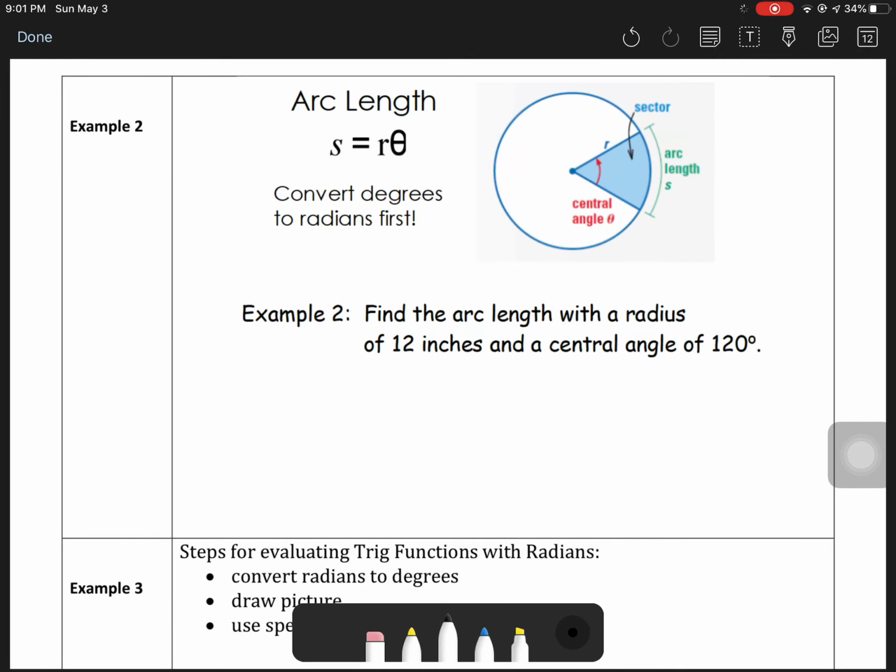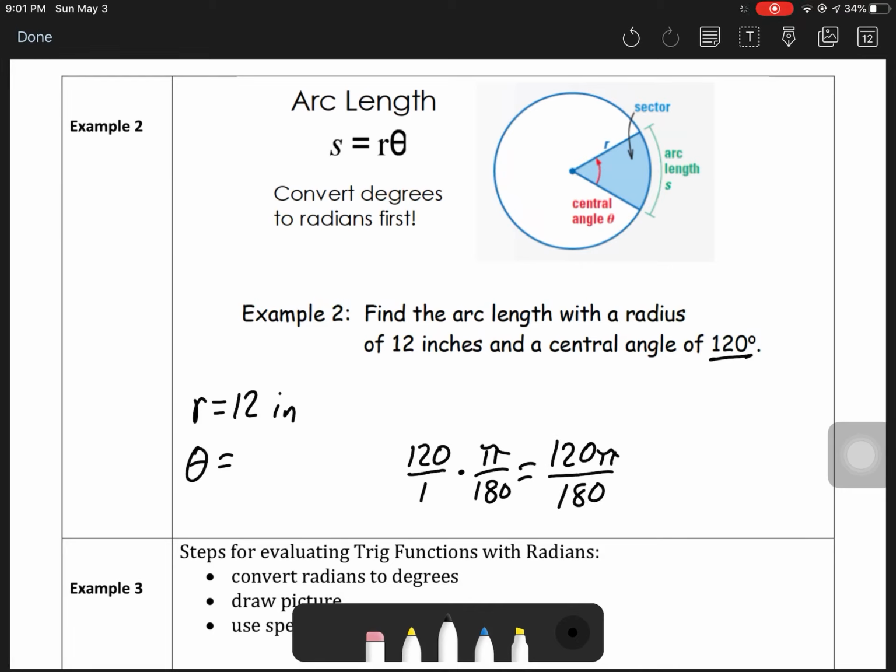Same thing here, same formula. It gives us a radius, r equals 12. And this time theta, we don't know just yet. 120 is our central angle, so we have to convert that into radians. So 120 over 1 times pi over 180, same conversion. 120 pi on top, 180 on the bottom. 120 and 180 have a common factor of 60. So if you take 120 divided by 60, you get 2. 180 divided by 60, you get 3. So we get 2 pi over 3. So that is going to be our theta.